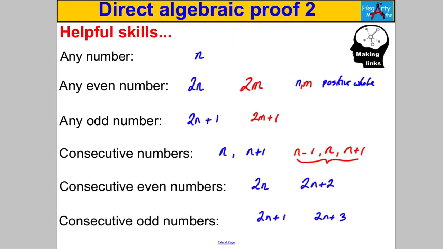Well, hopefully you remembered it was something of the following. Any number we usually call n, an even we call 2n or 2m, an odd 2n add 1, 2m add 1, consecutive numbers n, n add 1, that type of thing, consecutive evens 2n, 2n add 2, and consecutive odds 2n add 1, 2n add 3. We're going to need that for this particular skill. Alright, let's give a go at some more difficult proofs.